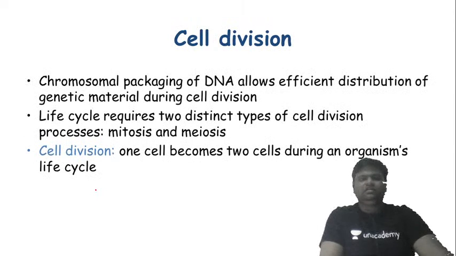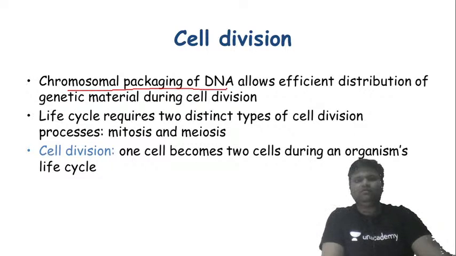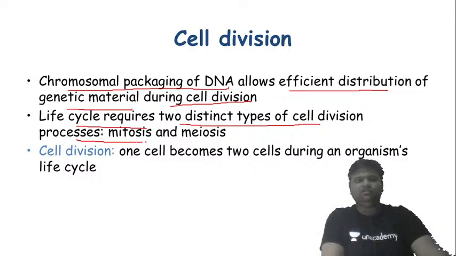तो सेल डिवीजन के समय क्या होता है, देयर इज क्रोमोसोमल पैकिंग ऑफ डीएनए. There is chromosomal packing of DNA that allows efficient distribution of genetic material during cell division. And life cycle requires two distinct types of cell division processes. Number one is mitosis, number two is meiosis. And in cell division, one cell becomes two cells during an organism's life cycle.